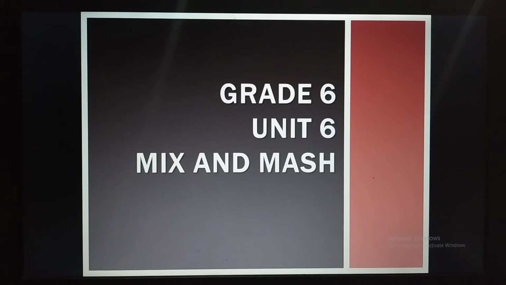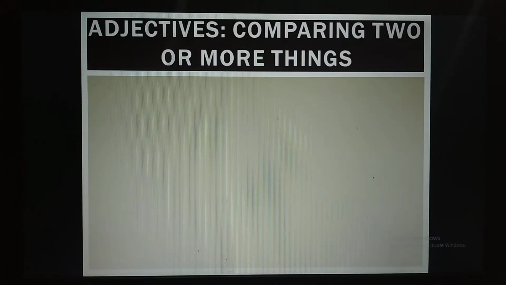So for today, we're going to continue our discussion in Unit 6, Mix and Mash. You can see it in your Impact 1 student book, pages 98 to 99. So let's proceed. Our topic for today is adjectives, comparing two or more things.